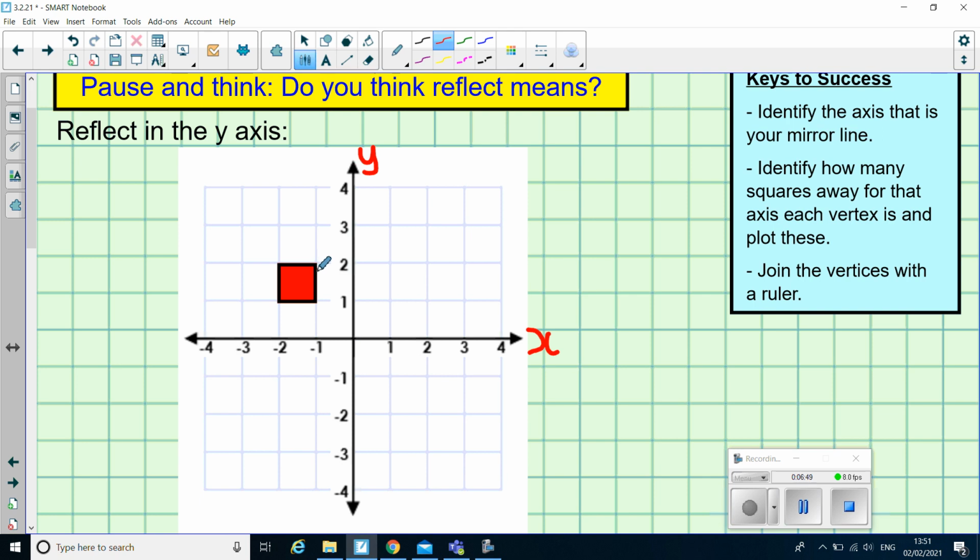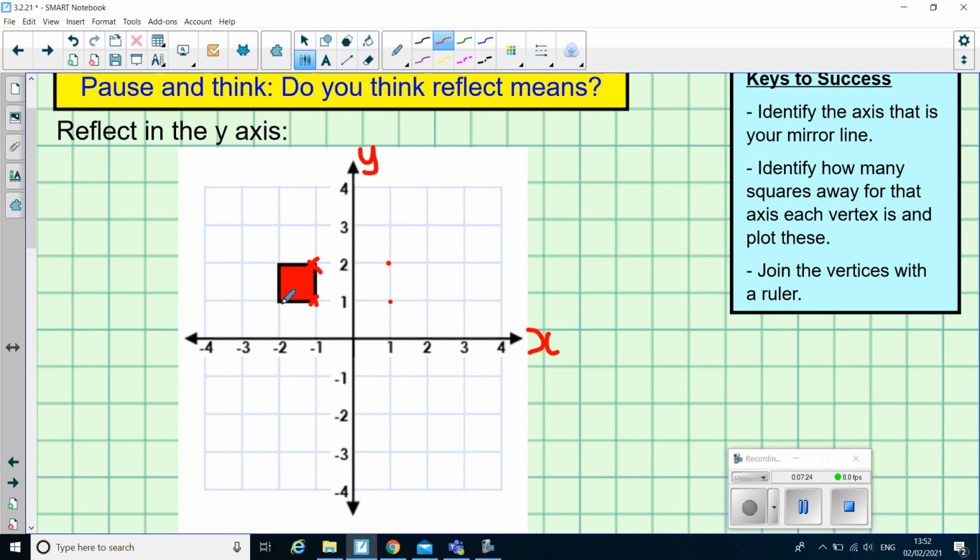So, first of all, I'm going to take this vertex, this corner, and that is one whole square away from the axis itself. It's not touching the axis, it's one square away from it. So in my reflection, in my mirror, this corner would end up here. It'd be one square away from the axis. Same with this other corner. It's one square away from the axis, so in my reflection, it must be one square away. So I'm going to put little crosses on the corners that I've done.